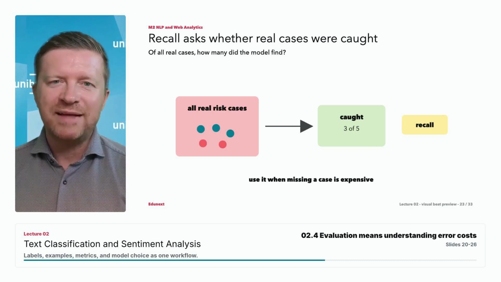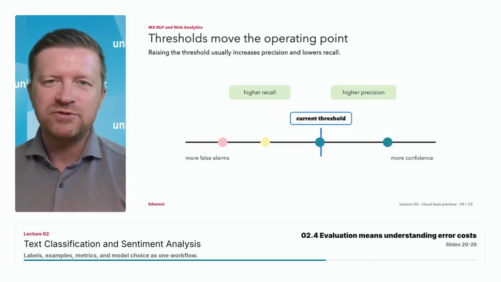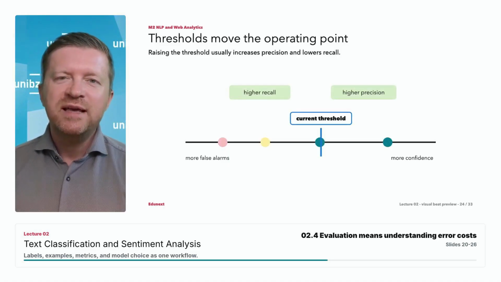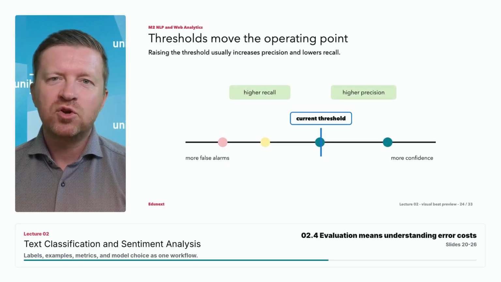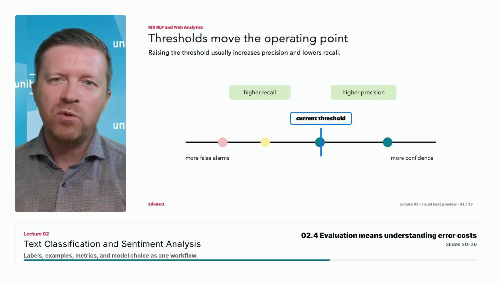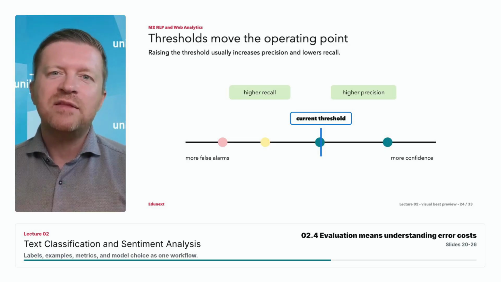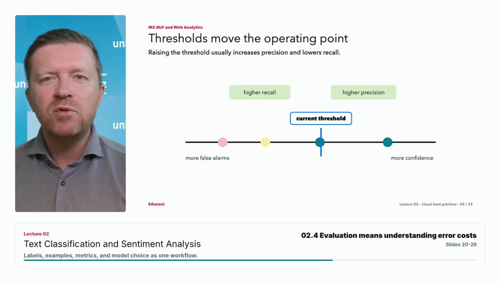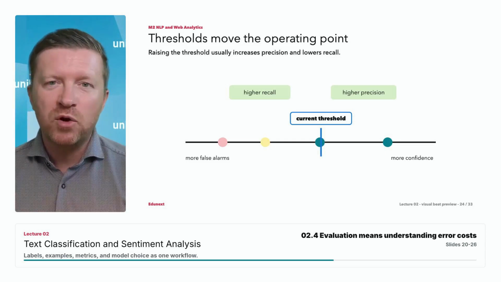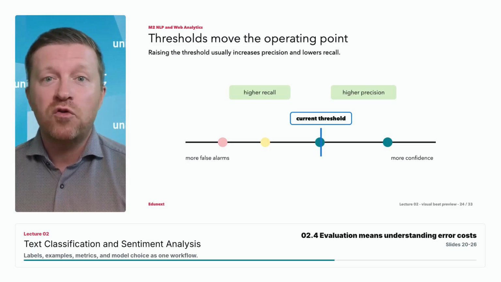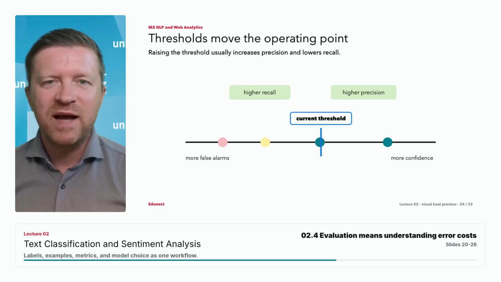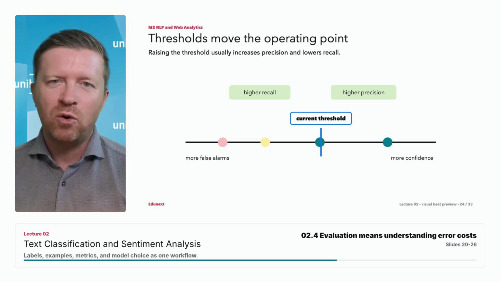There is one more practical detail. Many classifiers do not only output a label, they output a score or probability. Then you choose a threshold. If the score is above the threshold, the system takes action. If the score is below the threshold, it does not. Raising the threshold usually increases precision but lowers recall. Lowering the threshold usually catches more real cases, but it also creates more false alarms. So evaluation is often about choosing the right operating point, not just training a model once.